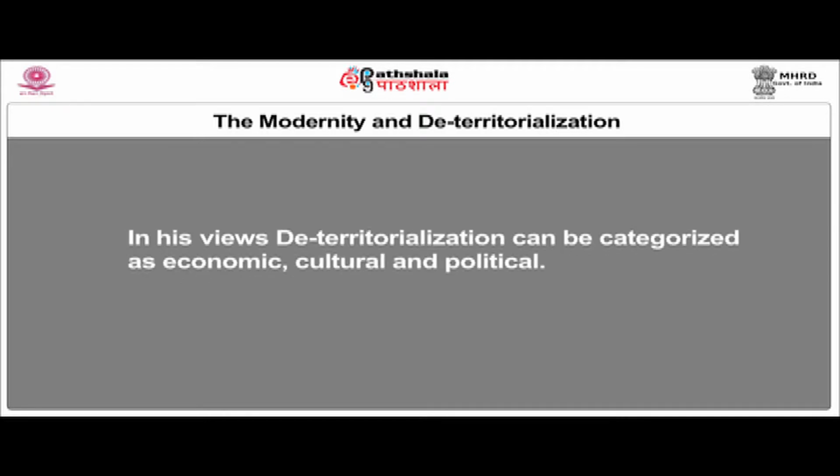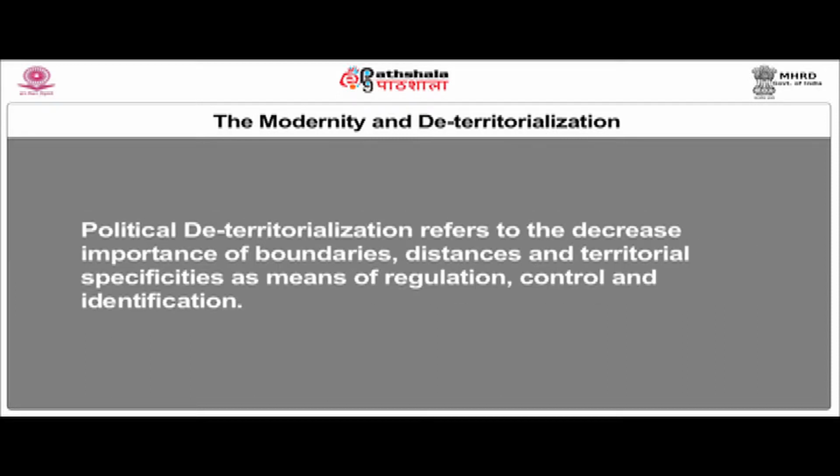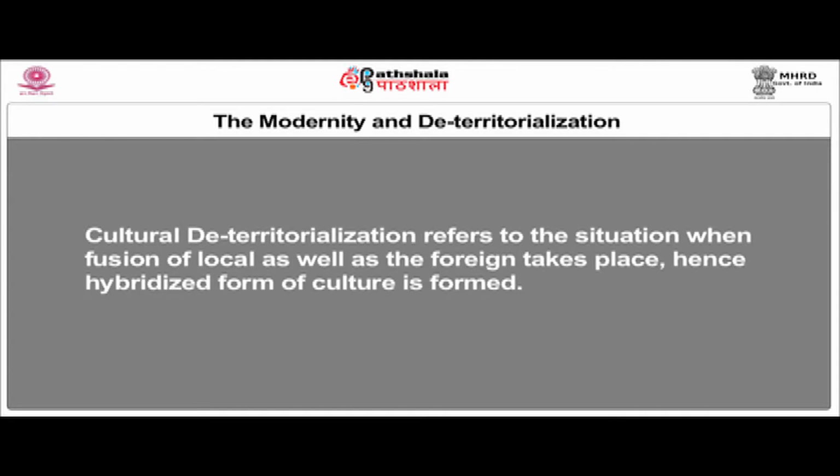In his views, de-territorialization can be categorized as economic, cultural, and political. Economic deterritorialization may refer to the increased industrialization, due to which more competition leads to the formation of global markets where various nations compete to be better than the other and have better economy. Political deterritorialization refers to the decreased importance of boundaries, distances, and territorial specificities as means of regulation, control, and identification. Cultural deterritorialization refers to the situation when fusion of local as well as the foreign takes place. Hence, hybridized form of culture is formed.